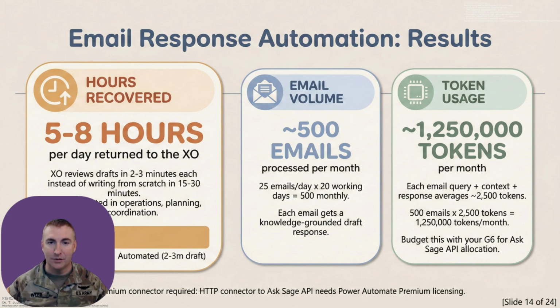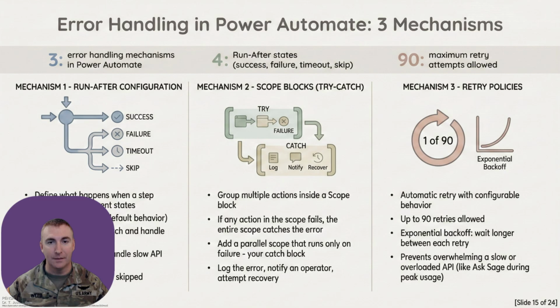But none of that matters if the flow breaks silently. 3 mechanisms. Run after configuration lets you define what happens when a step succeeds, fails, times out, or gets skipped. Scope blocks implement the try-catch pattern. Group actions together, and if any action fails, the catch block logs the error and sends a notification. Retry policies handle transient failures with exponential backoff, up to 90 attempts. Use all 3. A flow without error handling is a flow waiting to fail silently.